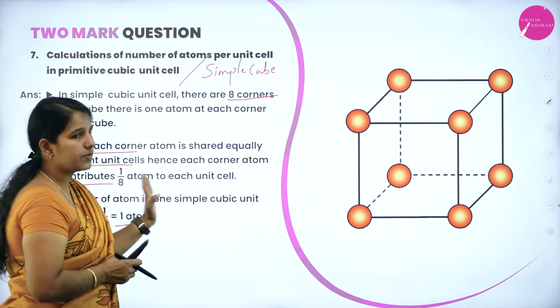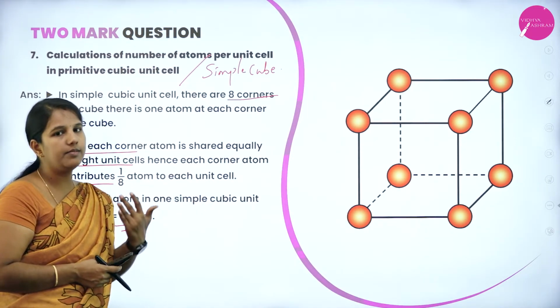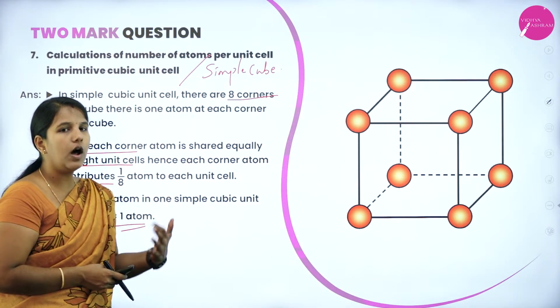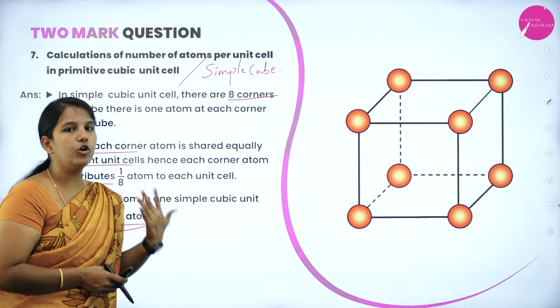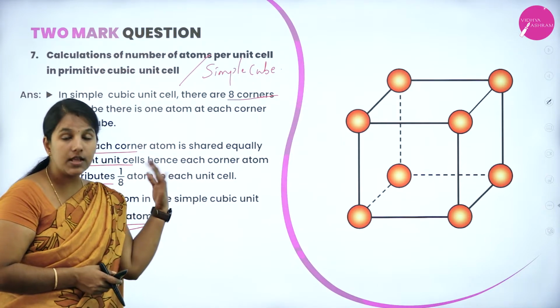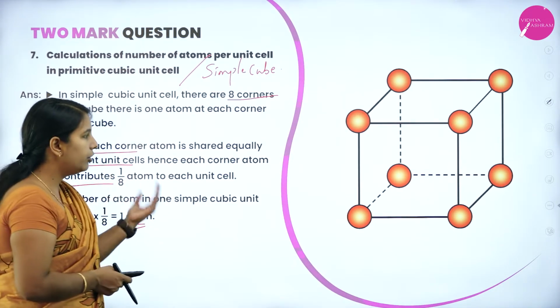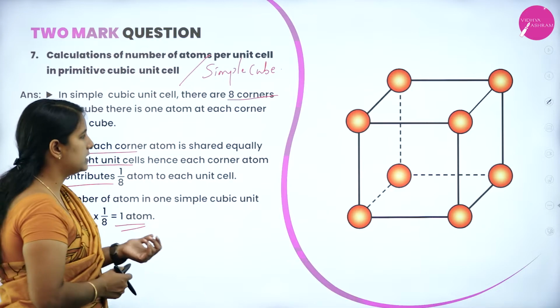So if you have this basic, you can easily solve the numericals based upon the density. If you don't know how many particles there are in a simple cube or BCC or FCC, it's not very easy to go with the numericals based upon the density.